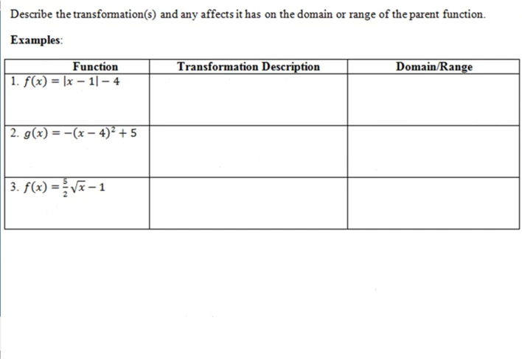Okay, flip your paper over real quick. Let's look at some combinations of these, because usually it's not just one transformation that happens. Usually it's a couple of different things going on. So example number 1, we have f of x is equal to the absolute value of x minus 1, minus 4. So the minus 1, what does that do? Right 1. What does the minus 4 do? Down 4. Okay, so we've taken the absolute value function and moved it right 1 and down 4 units.